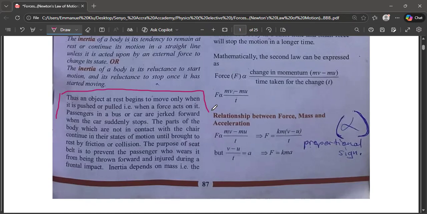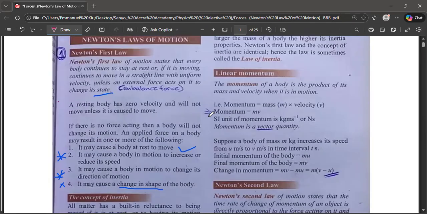The purpose of the seat belt is to prevent the passengers who wear it from being thrown forward or injured during a frontal impact.